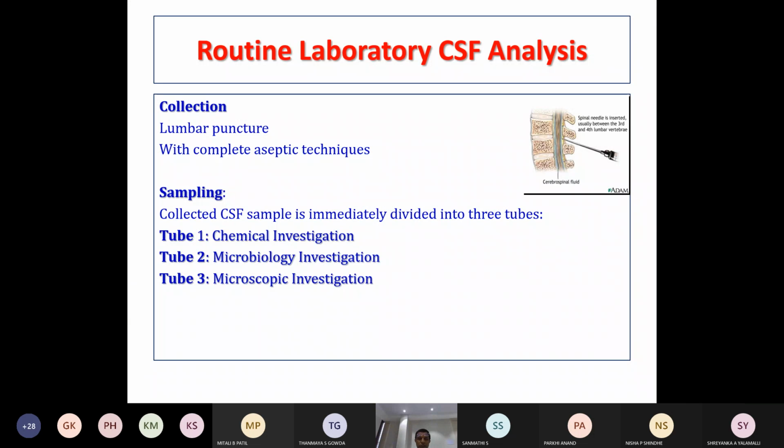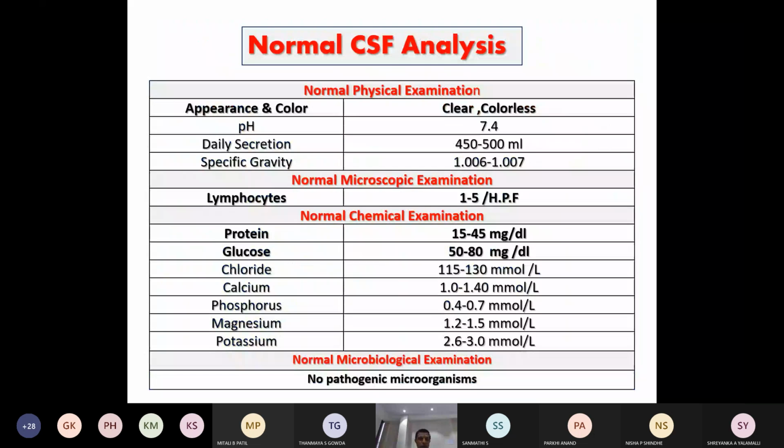Routine laboratory CSF assay and chemical investigations are done in our biochemical analysis. You should know the normal CSF: the pH is between 7.4 and 7.6. It is very clear and colorless. Any problem with early collection, the needles, or blood contamination changes the color, and abnormalities also change the color. In jaundice it becomes a different color. Normally it is very clear.